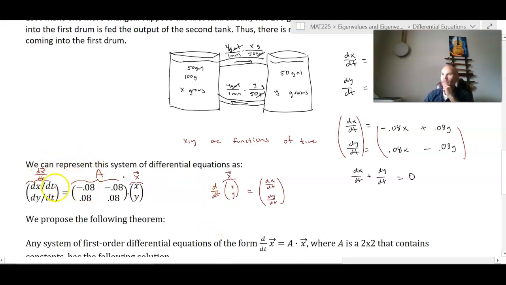So we get this matrix vector product that outputs rates of change. And the question is, well, how do we get the vector x of t? We want to solve for x of t. In other words, I want an equation for little x, the number of grams in drum 1, and I want a function little y of t for the number of grams in tank 2. Well, here's how you do it.